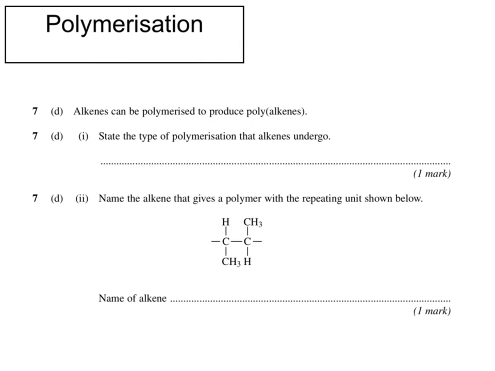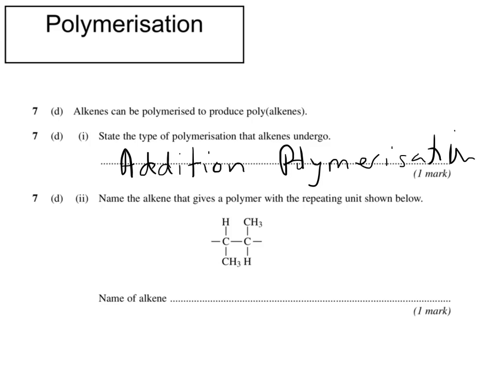So the first question says, alkenes can be polymerized to form polyalkenes. State the type of polymerization that alkenes undergo. So all of this that we've been doing in this video is known as addition polymerization. What's important is that you do not write "additional". You have to just write addition polymerization.